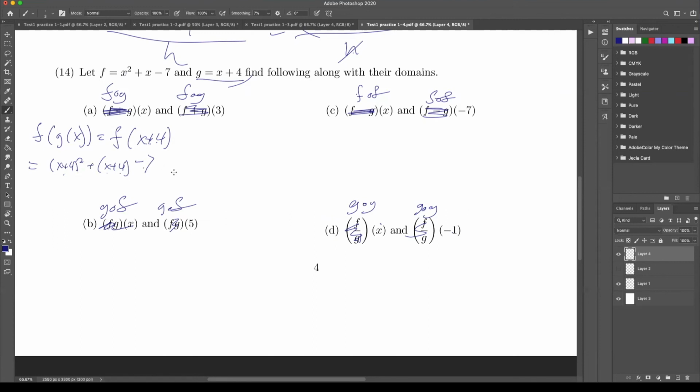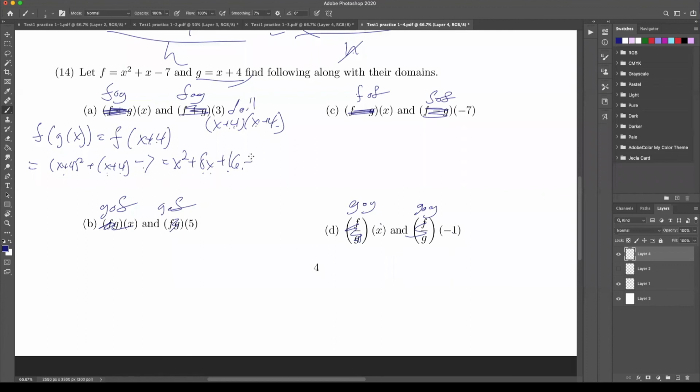Once we have all this, we can just simplify. Remember, x plus 4 squared is the same as x plus 4 times x plus 4. So I'll get x squared plus 4x plus 4x, so that'll be plus 8x, and then plus 4 times 4. Remember FOIL. So 4 times 4 gives us plus 16. So x plus 4 squared is equal to x squared plus 8x plus 16.